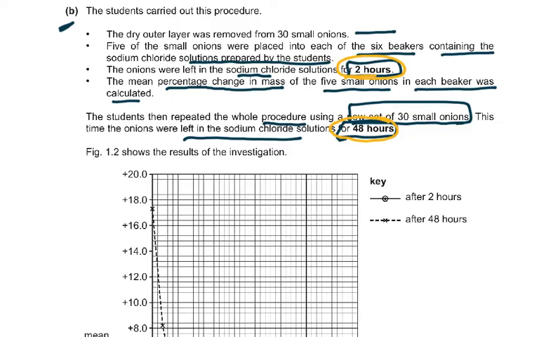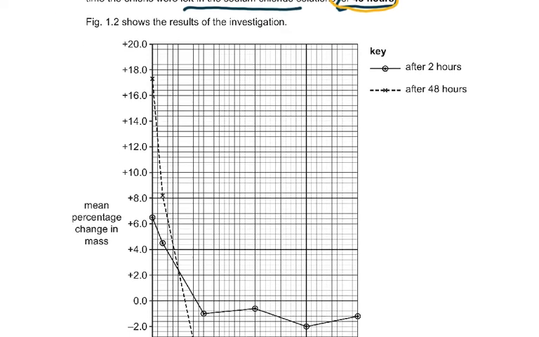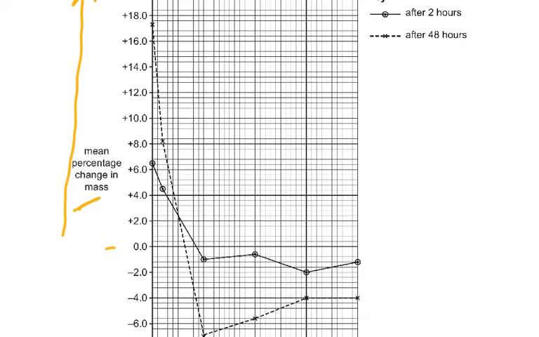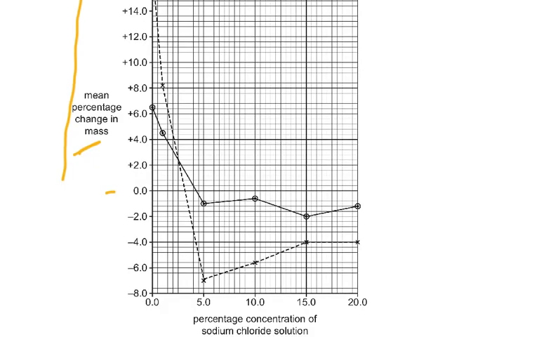Now, figure 1.2 shows the results of this investigation. Please read this very carefully, understand it, visualize it, and think you're actually doing this in the lab. There is a mean percentage change in mass, and you can see the figures are from 0. This is now plus 2, plus 4, plus 6, plus 20. And then there is a decrease. You can see from 0 there's a minus 2 and minus 4, minus 6 and minus 8. So there is a mean percentage positive change and a mean percentage negative change.